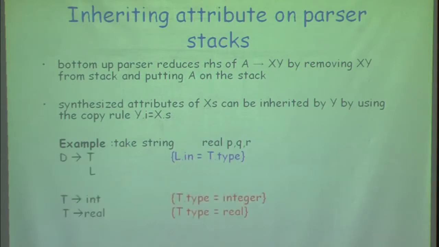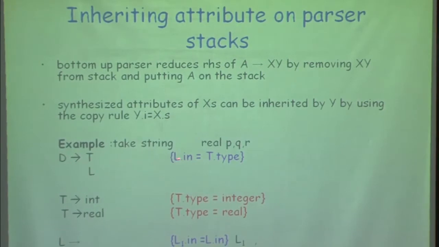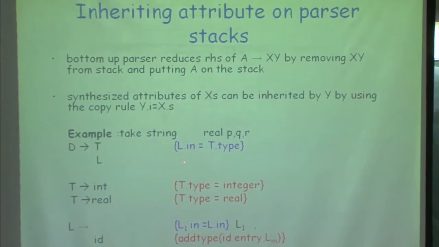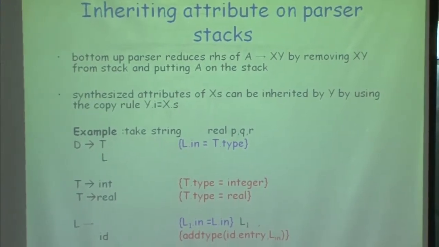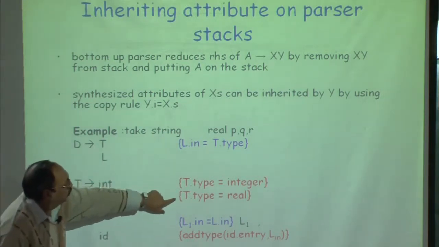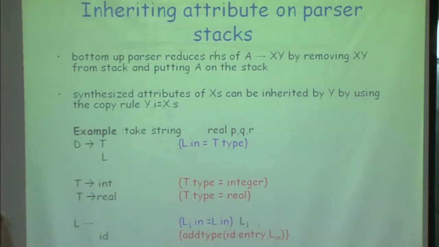You remember this example, types. I had this D going to T L, which said L inherited is T type, but at that point of time I just wrote this equation at the rightmost position. Now, because L was an inherited attribute, I want to compute it only on the left of L. So, I will first say T followed by this action followed by L. I am embedding actions in the right place now, and here T goes to int and T goes to real. There is no embedded action here, I am computing this in the rightmost position.